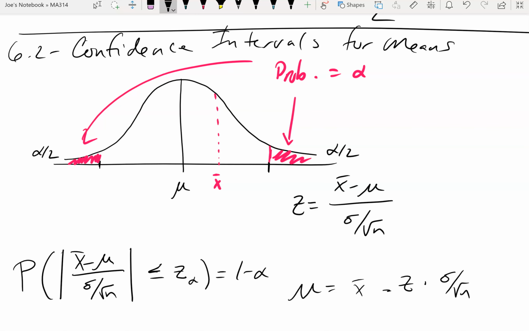All right, so this Z sub alpha idea is just, what we're doing here is, I want my X bar to land in this white space. If I take a sample and calculate the mean, I want it to land in the white space. That's all this statement is saying, graphically. I want it to, because I want it to be close.